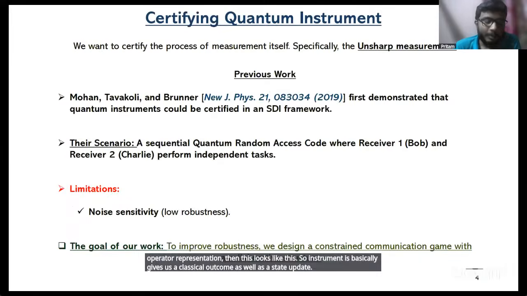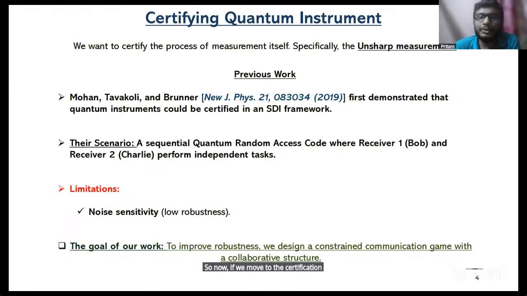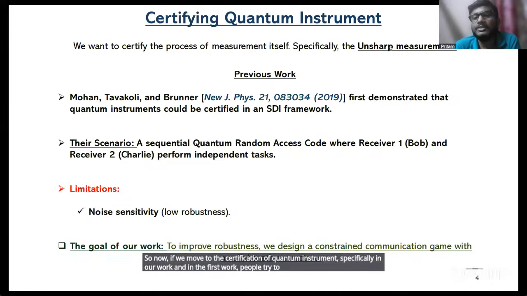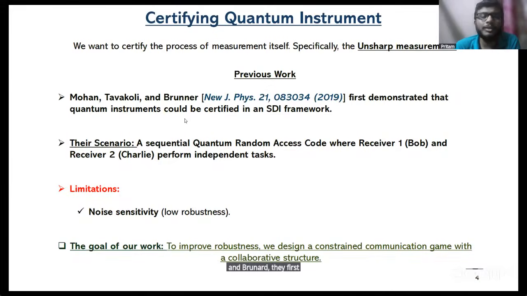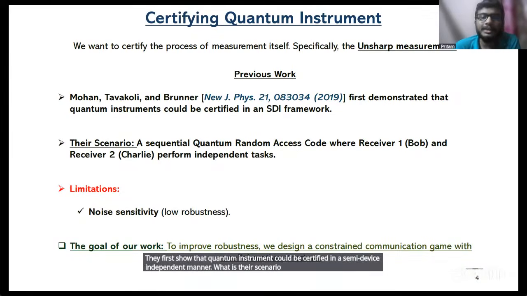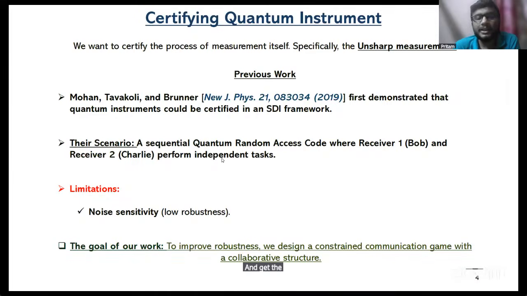Now if we move to the certification of quantum instruments, specifically in our work and in the first work, people try to certify the unsharp measurement based instrument. The first work was done in 2019. Mohan, Tavakoli and Brunner first showed that a quantum instrument could be certified in a semi-device independent manner. What is their scenario? They again consider a quantum random access code where there are two receivers who independently play with Alice and get the success probability trade-off, and from that they try to certify the quantum instrument.